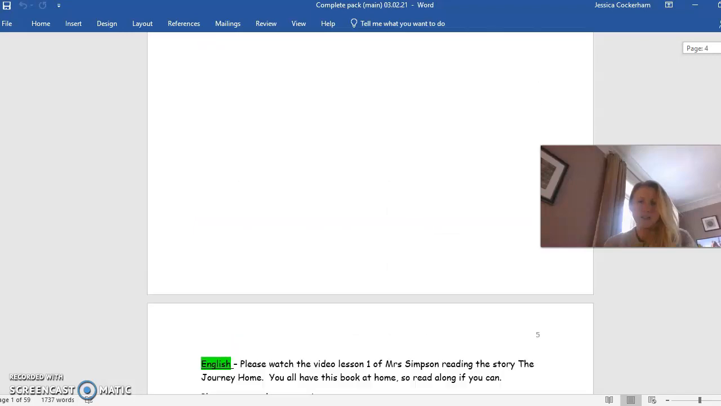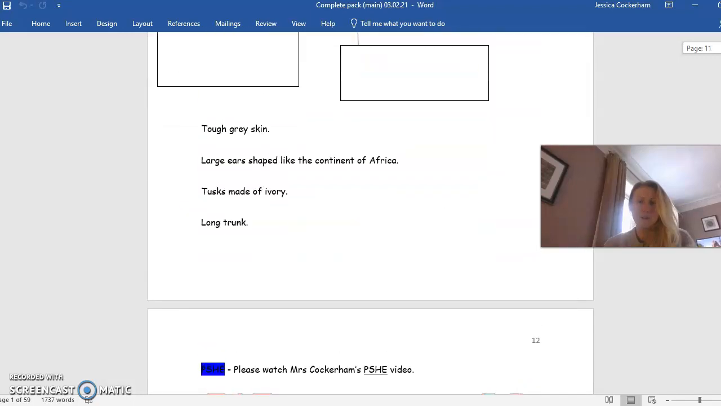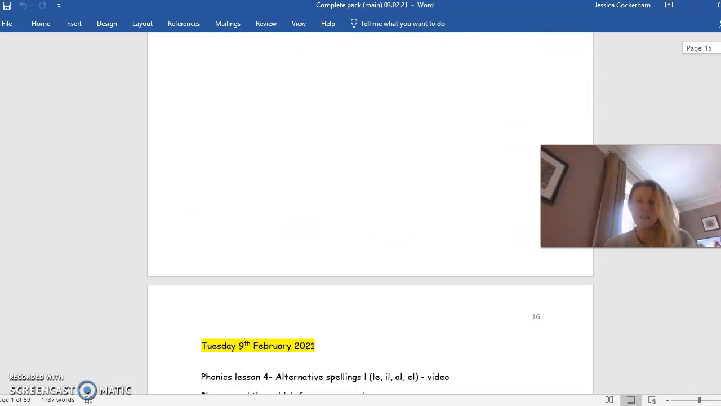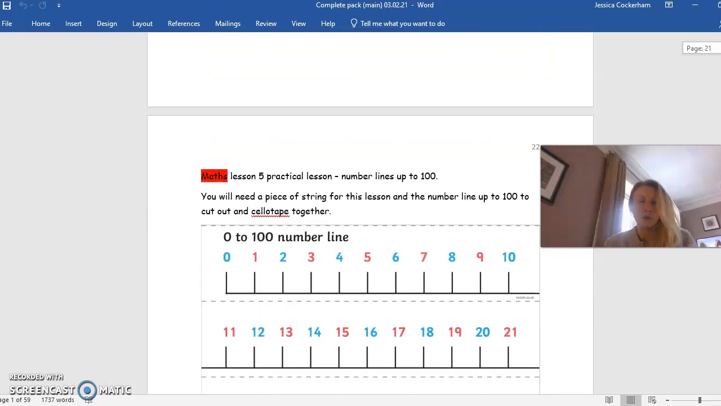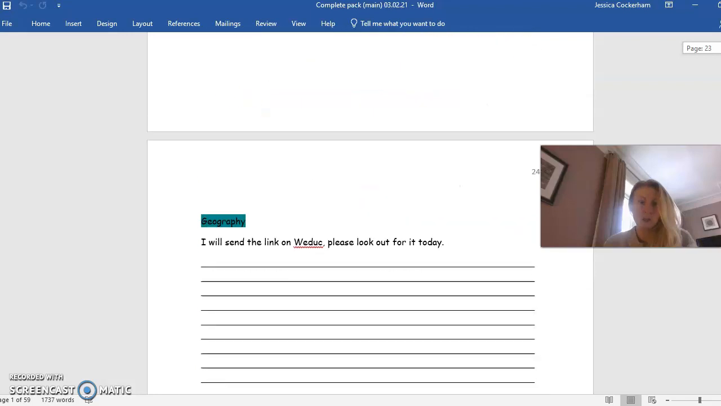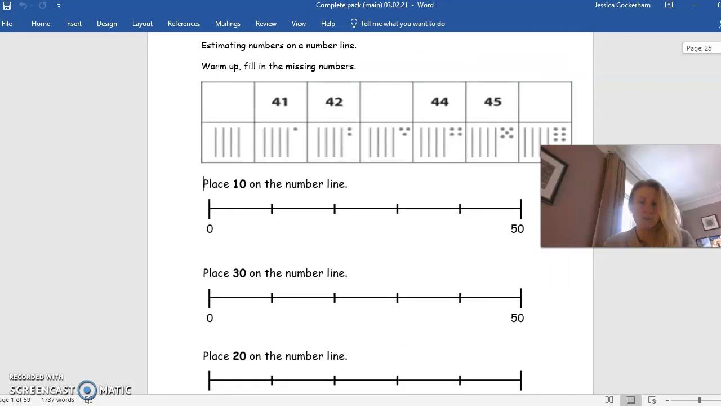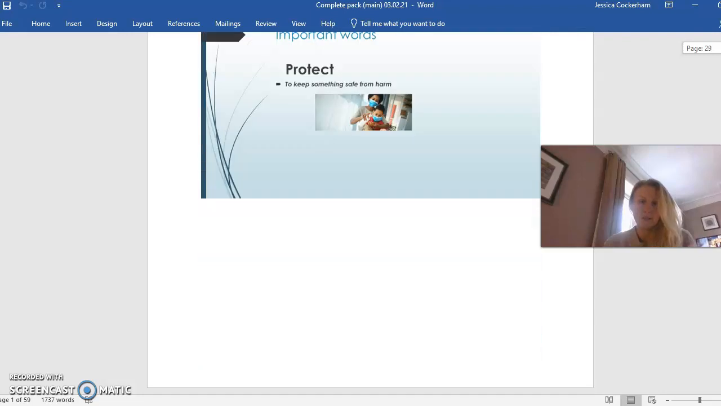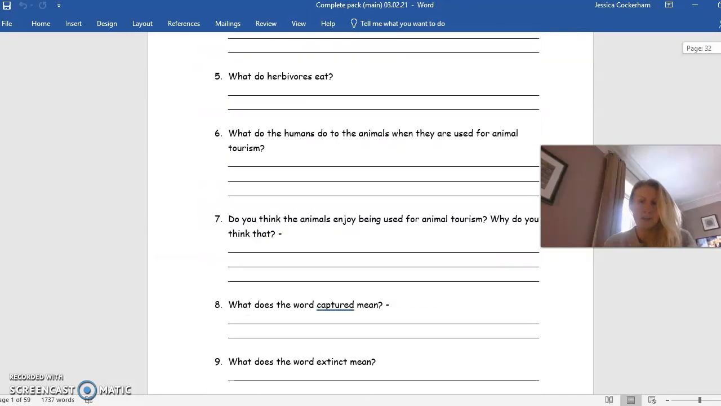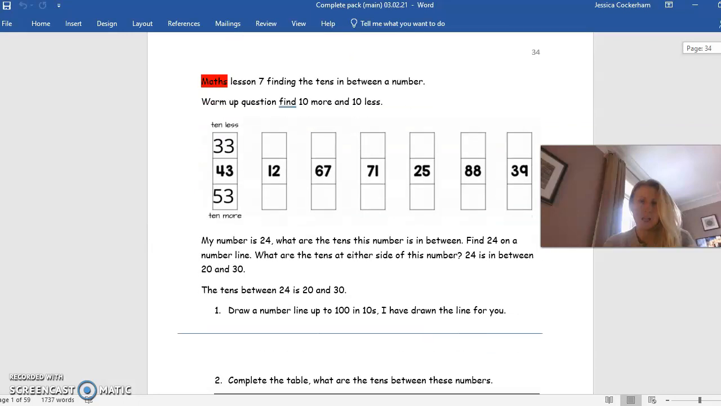So our lesson today is going to be maths, finding the tens between the number. Okay, so I'll find the worksheet that we are going to be doing today. It's not that one. You did that one yesterday. Silly Mrs. Cochran. Where is it?